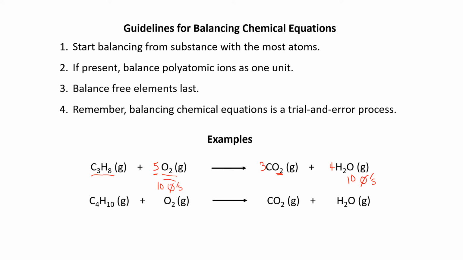Alright, and so I have 3 carbons, I have 8 hydrogens, and I have 10 oxygens on this side. Remember, we treat this arrow as an equal sign. So over here I have 3 carbons, I have 8 hydrogens, and I have, of course, the 10 oxygens here. So I am balanced by mass.